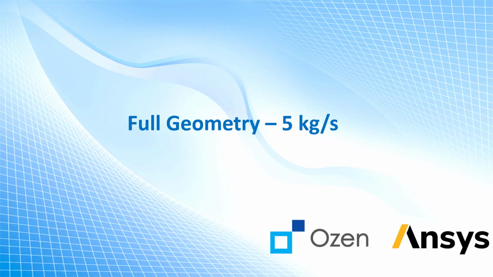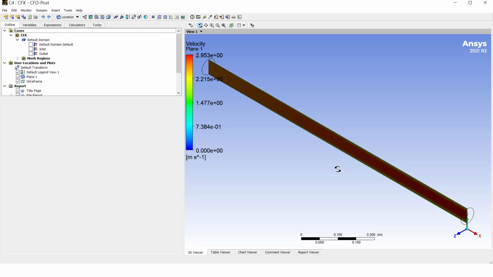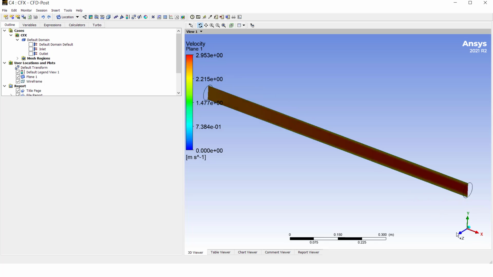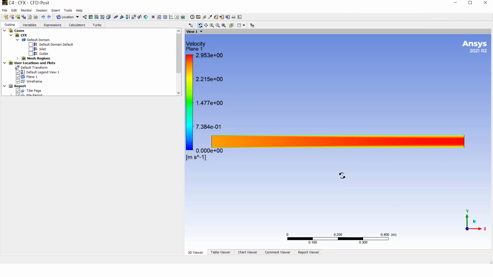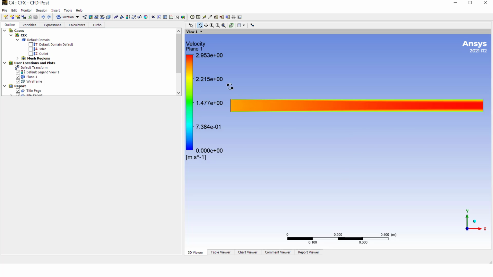Let us start with the result for the full geometry and 5 kilograms per second. Here we have the full geometry. I am going to deselect this and create a plane in the y-x direction. It shows me the velocity profile. This is a demo case. I just wanted to show you that the maximum velocity is 2.25 meters per second. Then we have here the boundary layer that is formed.